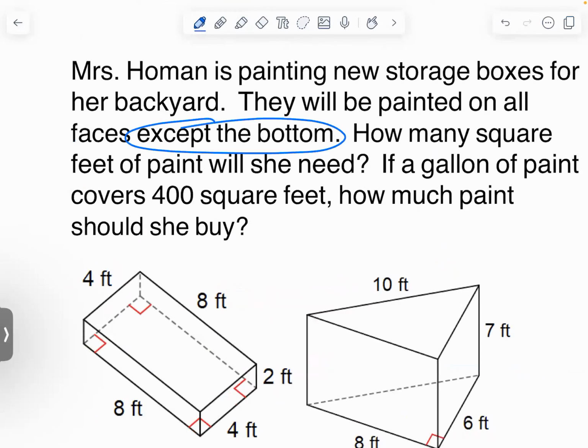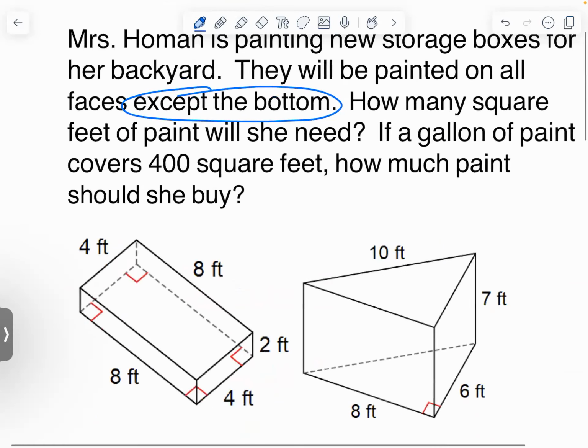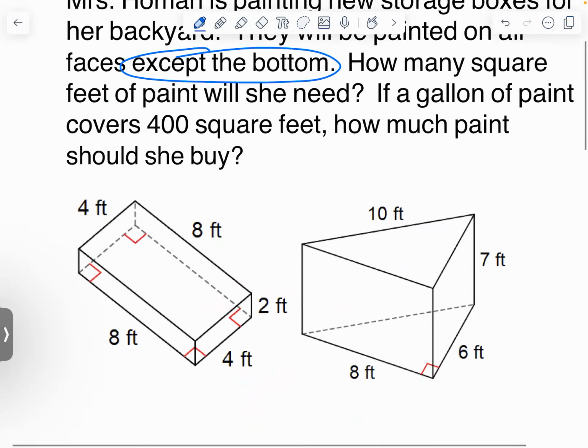Think about it. It's sitting on it, plus you're going to have extra weight. It's just sideways. Okay, so how many sides are 8 by 2?